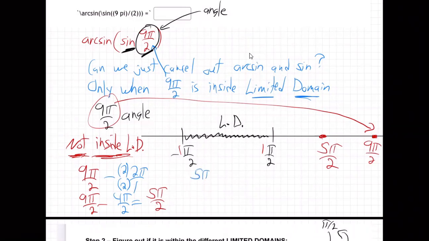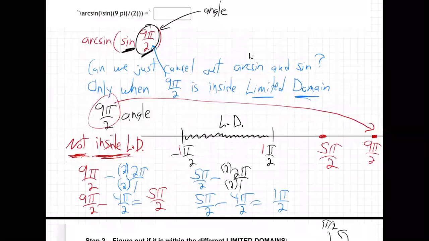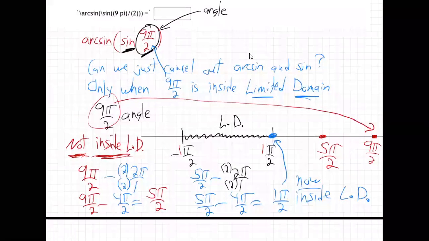So now take 5 pi over 2 minus, and then let's subtract another 2 pi. Put it over 1, multiply top and bottom by 2. And then we get 4 pi over 2, which gives us 1 pi over 2. Where's that? Right there. Look at that. Boom. We're now inside the LD, the limited domain. Boom. We're in there. You see what just happened there? That put us inside the limited domain.